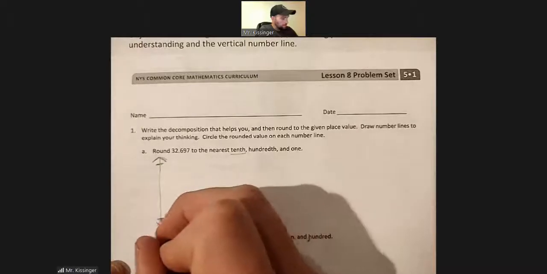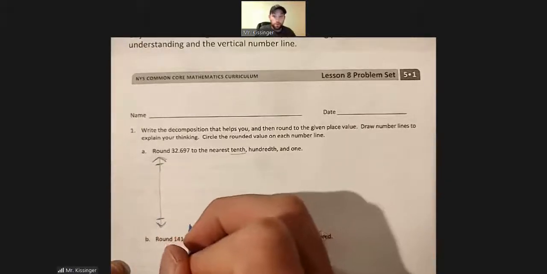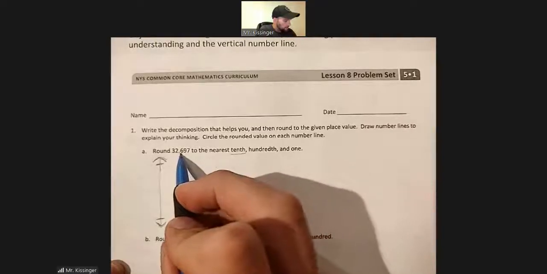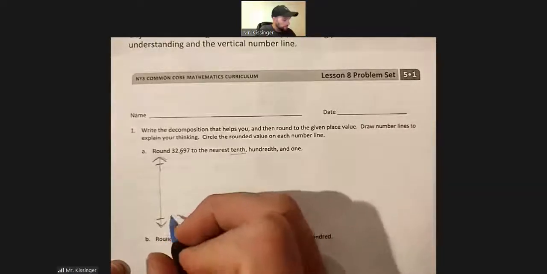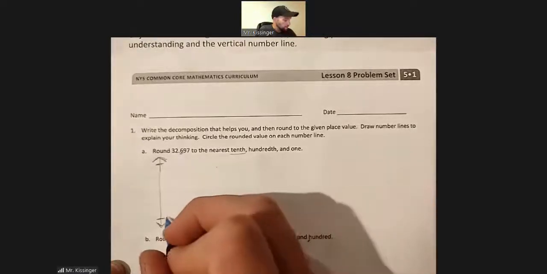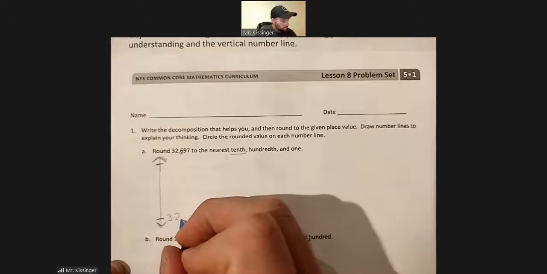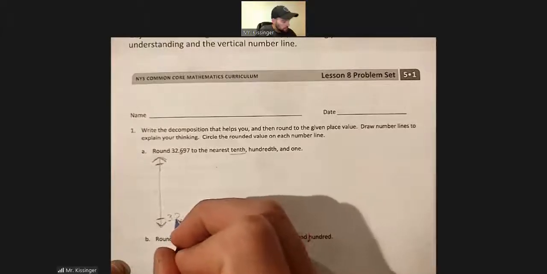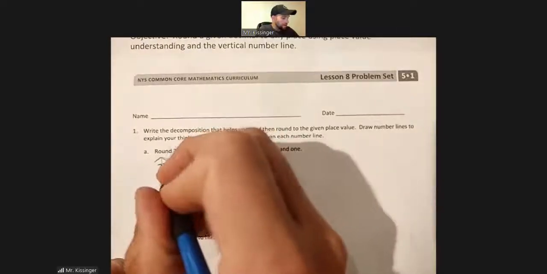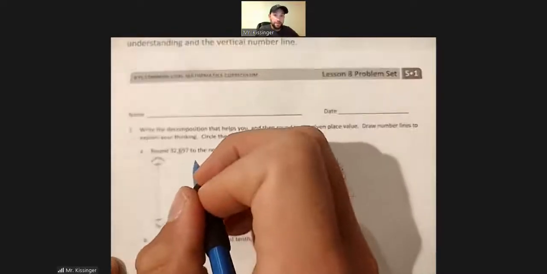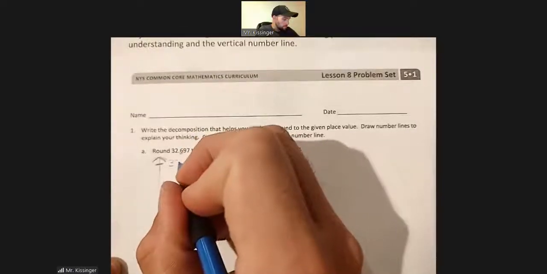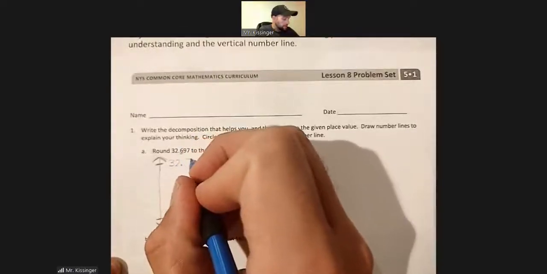So for the bottom part here, our lowest tenth, let's look at what we already have in our tenths place. We have a 6. So we have 32.6, 32 and 6 tenths. So naturally, our next highest tenth would be 32 and 7 tenths.